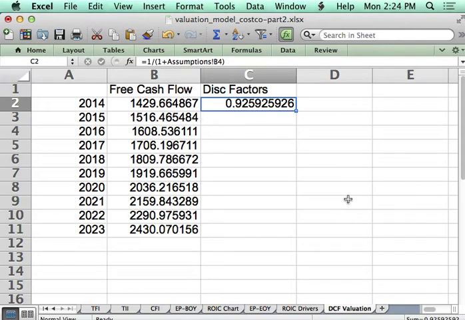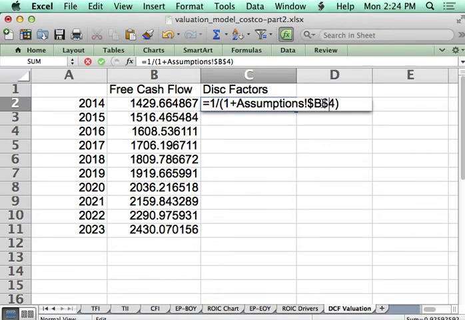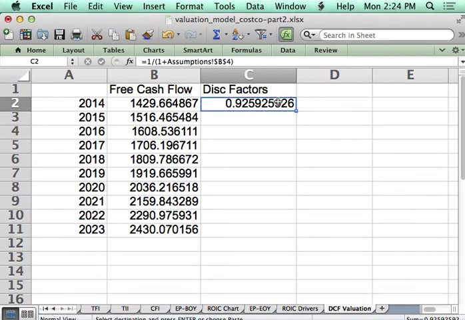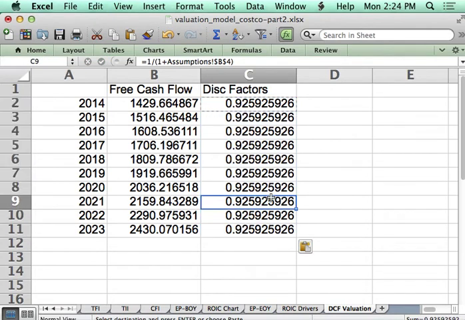Okay. Now, in just a minute, I'm going to copy this down. So I want to make cell B4 an absolute reference. I'm going to put a $ in front of the B and a $ in front of the 4. So Assumptions, $B, $4, so that when I copy the discount factor down and paste it, it's always referring to that cell.